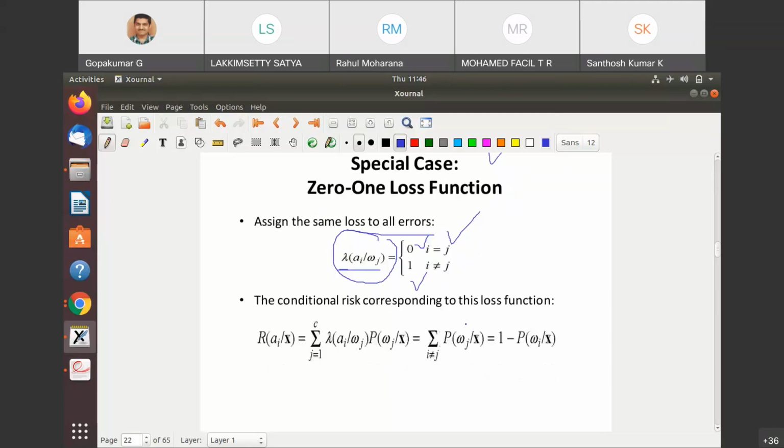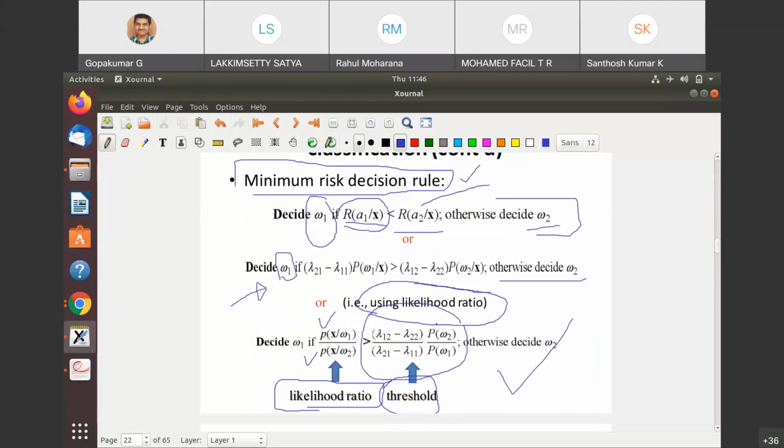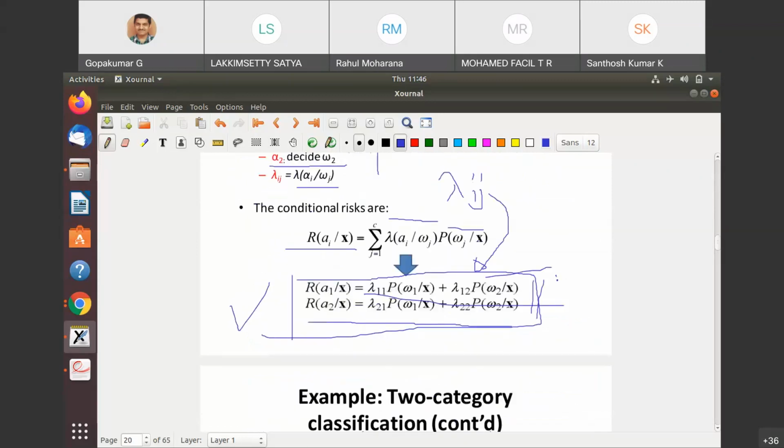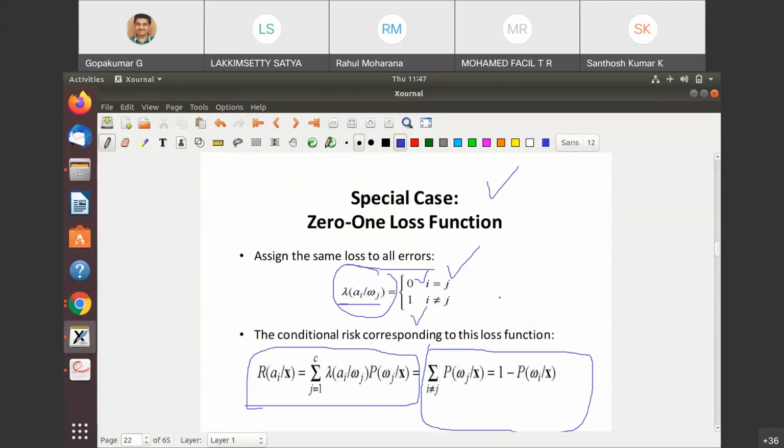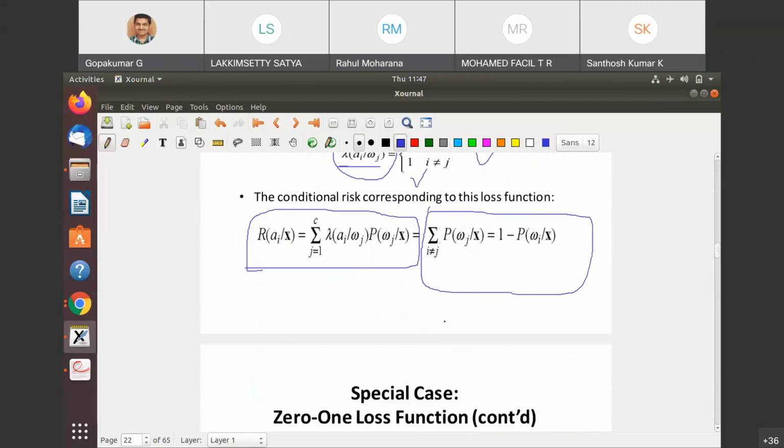So in that case we can substitute these values into our previous equations, and we can simplify or rewrite the risk equations in this particular form. Because we know that lambda 11, lambda 12, lambda 21 and lambda 22 can take either 0 or 1. So in these equations, we can substitute the corresponding lambda values based on this 0-1 definition. So we can have this result.